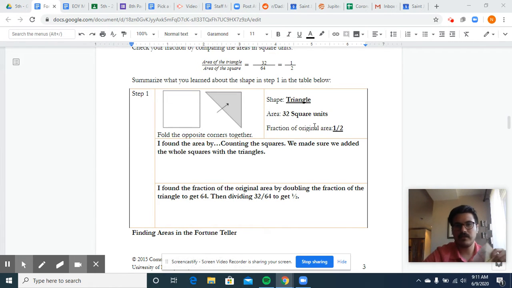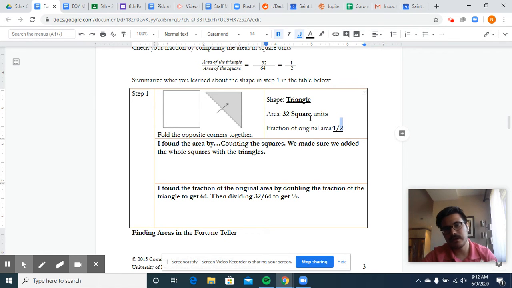This one's 32. Again, Bryn and some other girls that were in the fifth grade Zoom found out that there's a pattern here. So instead of counting all these squares and wasting time, every time I fold this in half, it cuts the area in half. And every time I fold it in half, the fraction of the area gets cut in half too, which means that this denominator goes up times 2. So it doubles, okay?